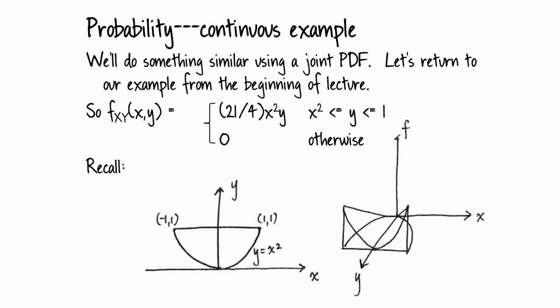Okay, so now we've done an example using a discrete probability function. Let's do the analogous thing using a continuous joint PDF. Returning to our example from the beginning of lecture, we have this PDF that I've reminded you of there. Recall, this is the shape of the support of the PDF, and this is my 3-dimensional rendering of what the joint PDF looks like.